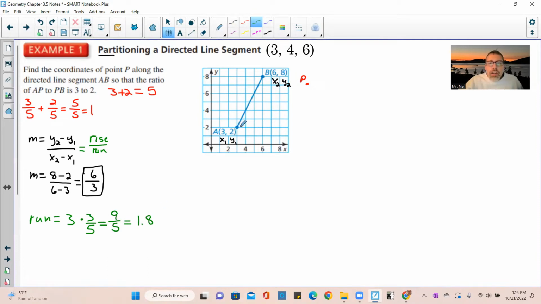So if I start here, it means to go over 1.8, which is not quite 2. So I'd say about right there. That's how far I would go on my run. Then I'm going to do the rise.